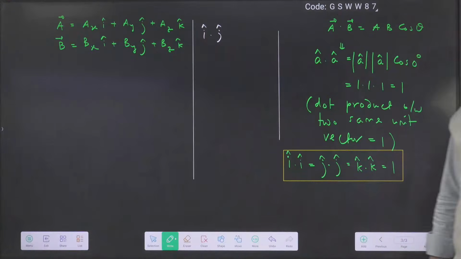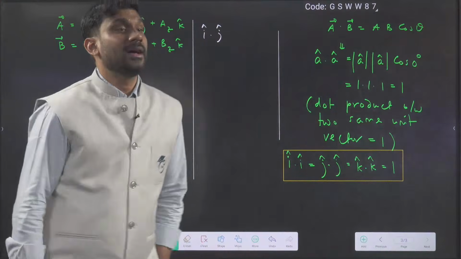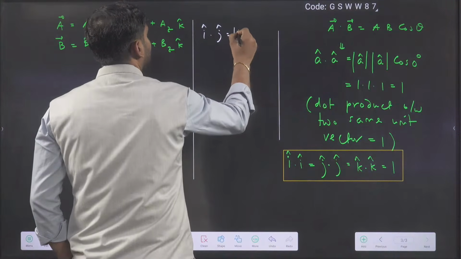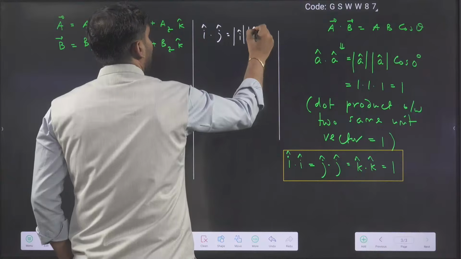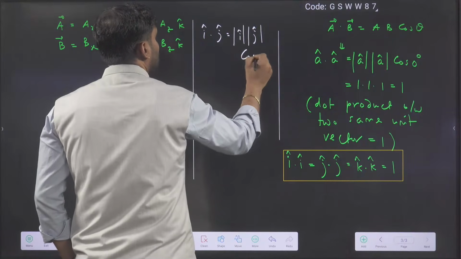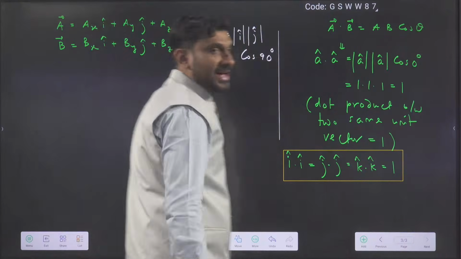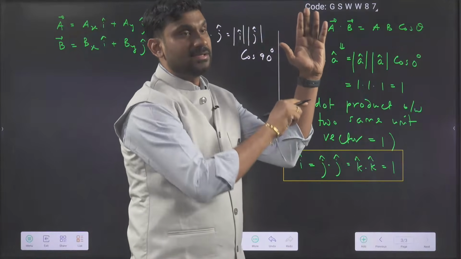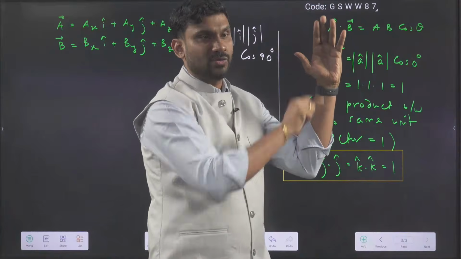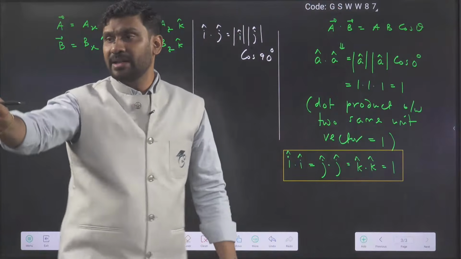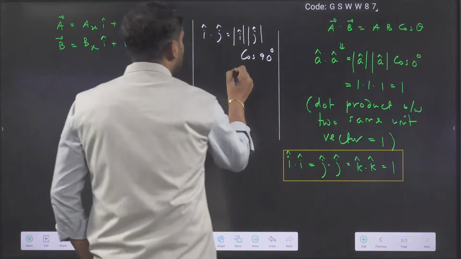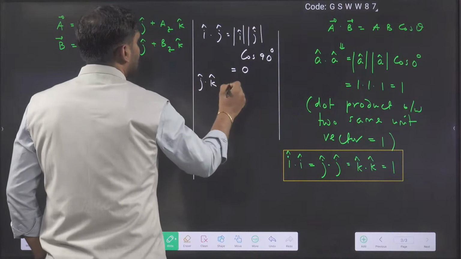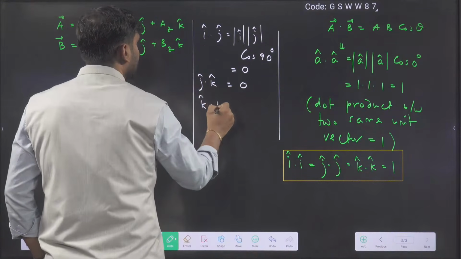If I do i cap dot j cap, what will happen? Let us take magnitude of i cap, magnitude of j cap, cos of the angle between i and j. How much is the angle? It is 90 degrees. The angle between i and j, i is along x axis, j is along y axis, so the angle is equal to 90 degrees. Perfect answer, 0. So this is equal to 0. So j dot k is 0, k dot i is 0.